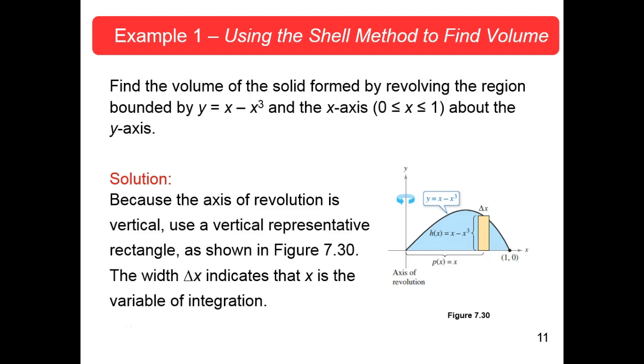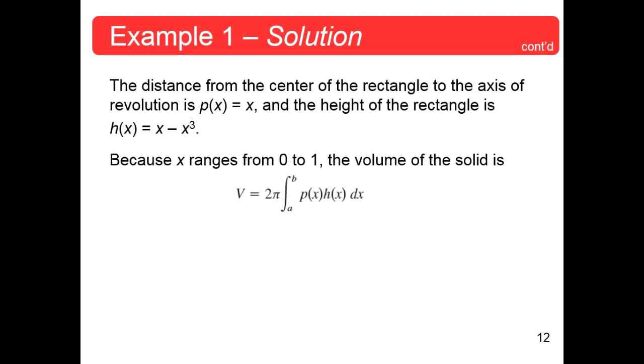Okay, so p of x is x. The height is x minus x cubed, and the thickness is, they call it delta x. I call it dx. And so your volume would be 2 pi times the integral from a to b, which we know is p of x, h of x, dx. And 2 pi times the integral from 0 to 1, x times (x minus x cubed) dx. And that'd be 2 pi times, yeah, I want to put the minus in front. That's good. Minus x, I don't know why they did that, plus x squared dx.